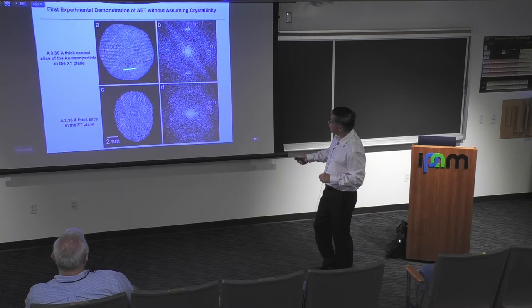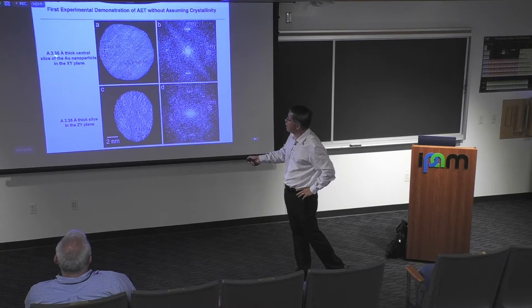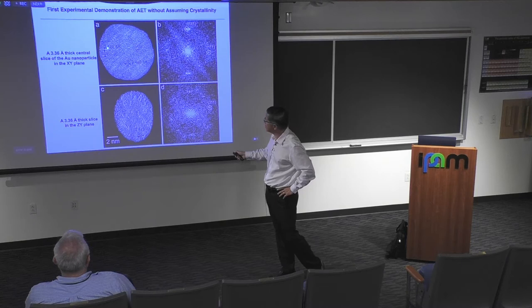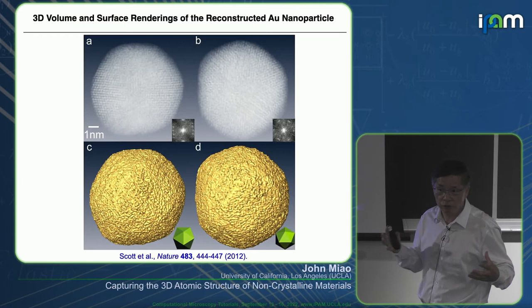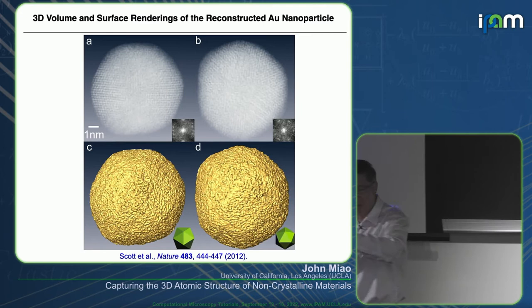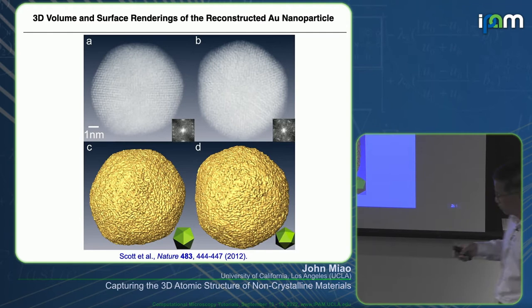golden nanoparticles. And this is the first time we can actually slice through a 3.36 angstrom thick central slice. You can see individual atoms. For the first time, we can see them in 3D. This golden nanoparticle has icosahedron symmetry. Icosahedron is the highest order. I think Paul Voice also mentioned that metallic glass is icosahedron because it's the highest symmetry. This is actually a golden nanoparticle. You can see it's indeed gold, right?